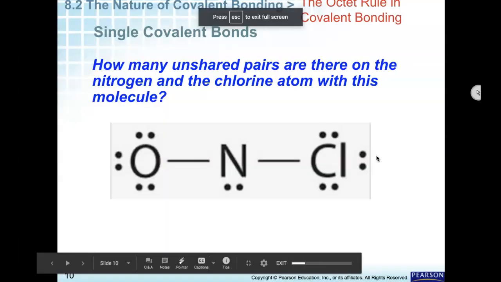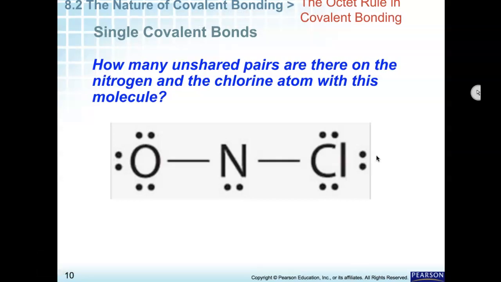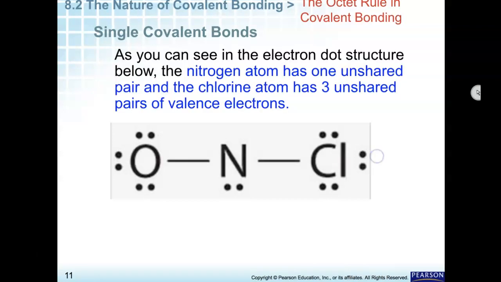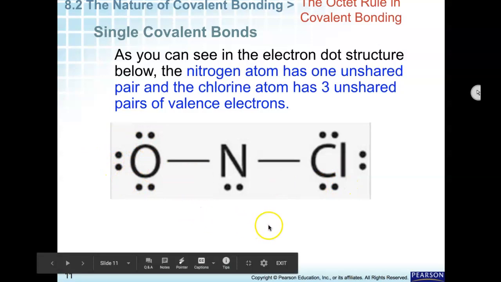When we're looking at this then, how many unshared pairs are there on the nitrogen and the chlorine atom? Just count and then get back to me. You can see clearly that on the nitrogen atom you have 1 unshared pair or lone pair, and on the chlorine you have 1, 2, 3 unshared pairs. The oxygen in this case also has 3 unshared pairs.